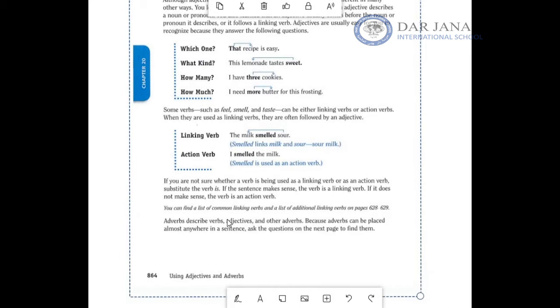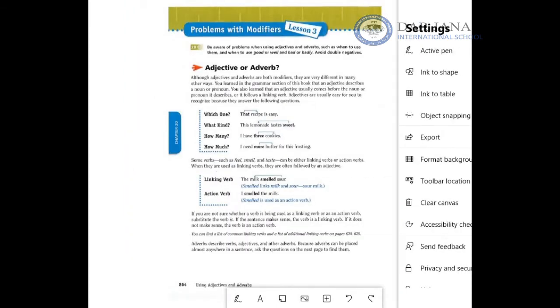Next, we will go to the adverbs section. Adverbs describe verbs, adjectives, and other adverbs. We already discussed that. Because adverbs can be placed almost anywhere in the sentence, we ask certain questions. Those questions are on the next page in order to determine the modifier to be an adverb or not. There are certain questions to be answered. Let's move to the next page.